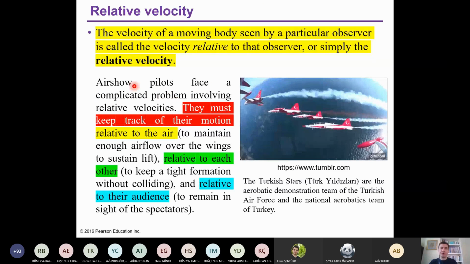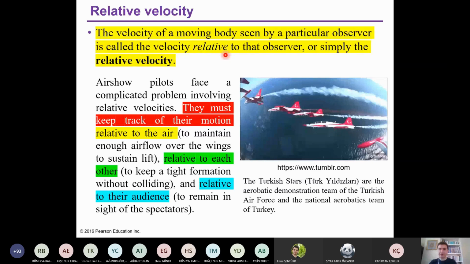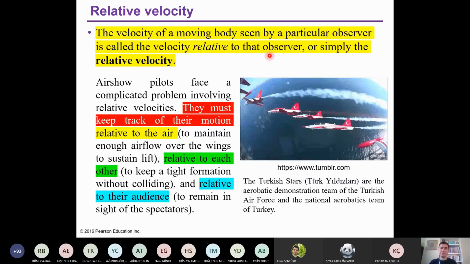Okay, the last topic of this chapter is relative velocity. Very important topic. Be very careful, then you can easily understand. I will talk about the relative velocity in 1 dimension and also in 2 or 3 dimensions. So now let's have a look. What is relative velocity? The velocity of a moving body seen by a particular observer is called the velocity relative to that observer, or simply relative velocity.